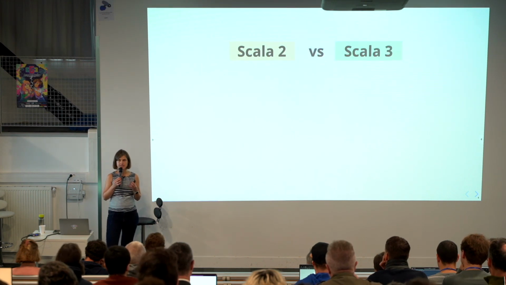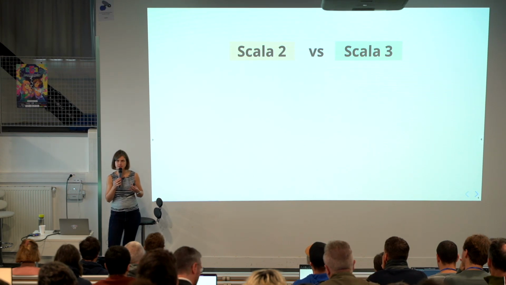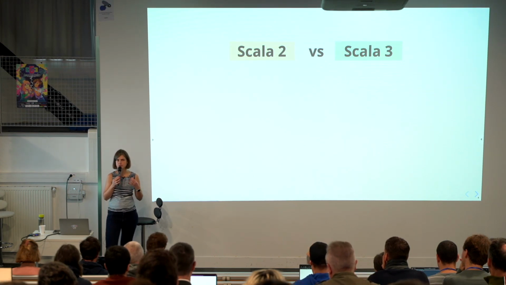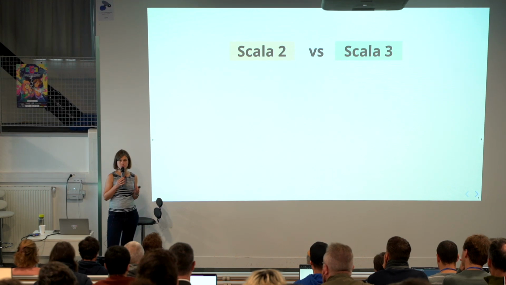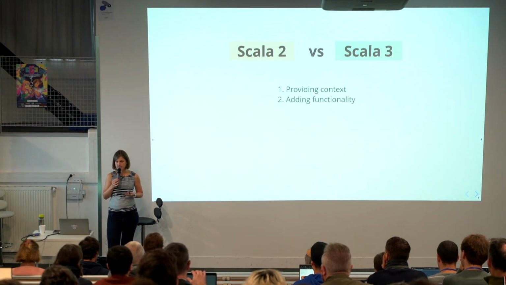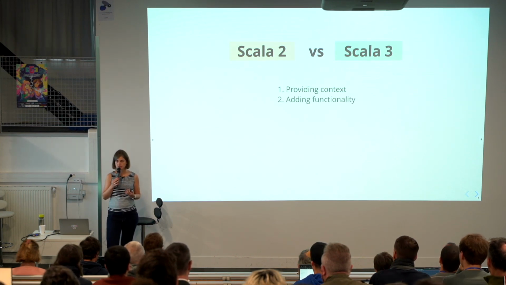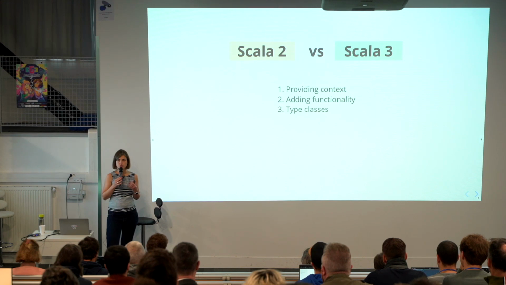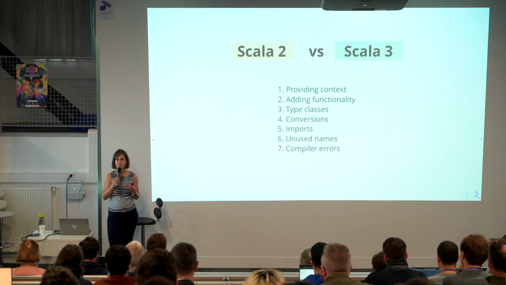I will show you 7 pieces of code, 7 needs that I sometimes try to address, 7 issues, and we'll see Scala 2 versus Scala 3, how they compare. So that's the most important feature, providing context. The second one, we will add some functionality to types. Then we will show how to define type classes in Scala 3. I'll talk a bit about implicit conversions, and then we'll talk about imports, unused names, and compiler errors.